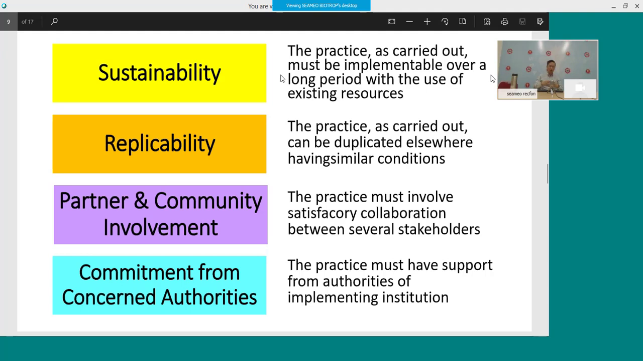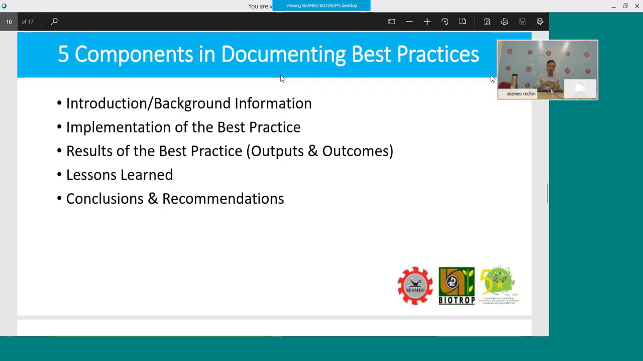Okay? So those are the 8 criteria for identifying best practice. Let's once again identify them. It's all about effectiveness, efficiency, ethical soundness, relevance, sustainability, replicability, partner and community involvement, and commitment from school authorities. So those are the 8 criteria. Let's move on with the next topic.